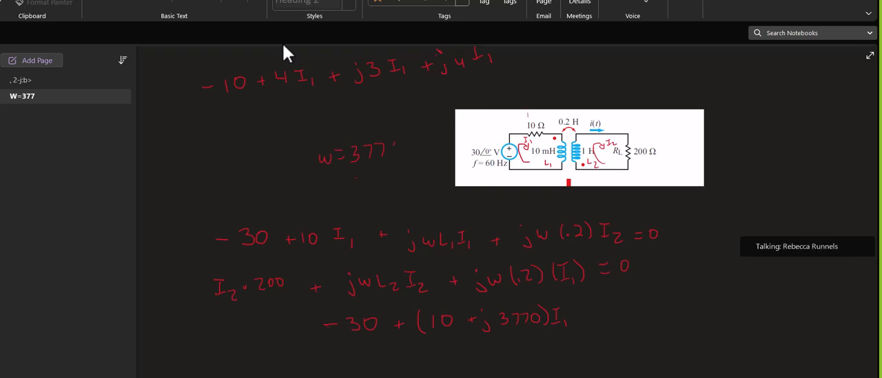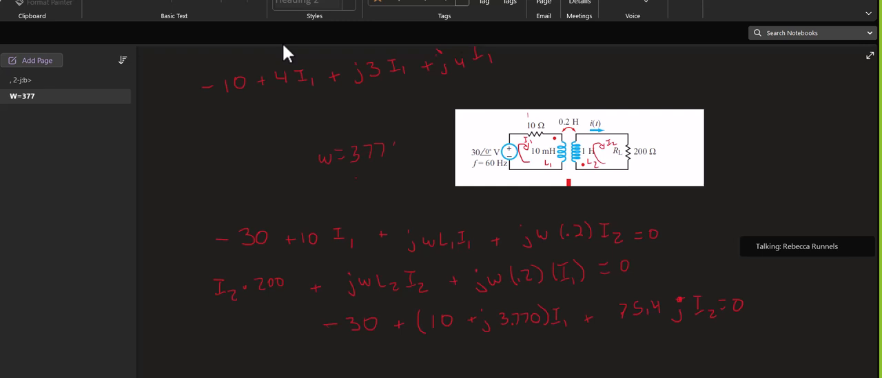So that would be 3.77. Yes. 3.77. And then plus J omega, 377 times 0.2, is 75.4. 75.4 J I2 equals 0. That's the top equation.